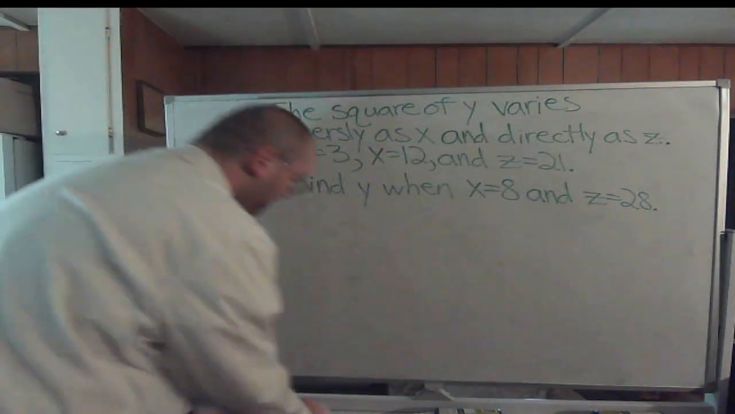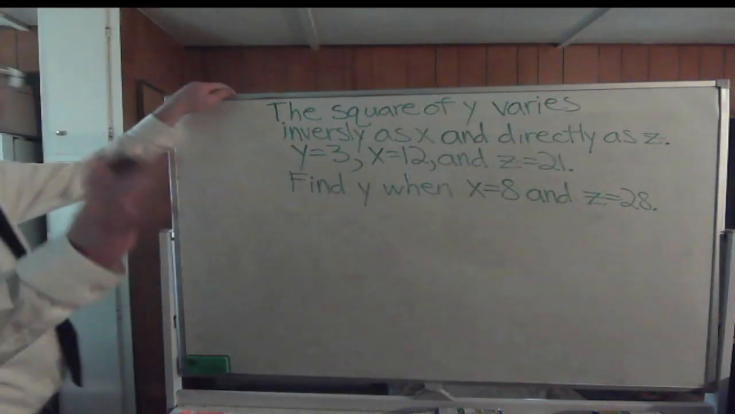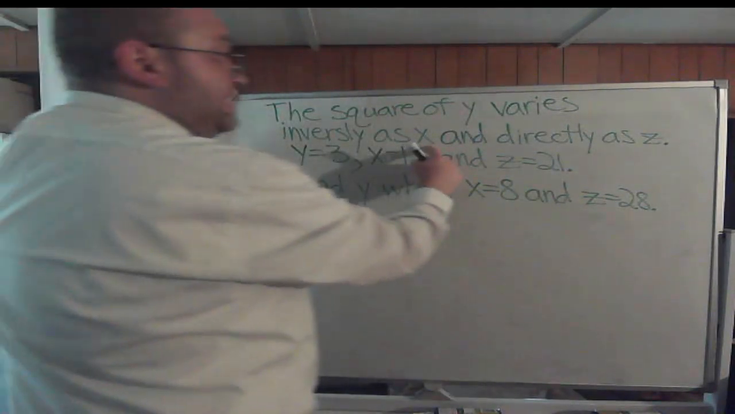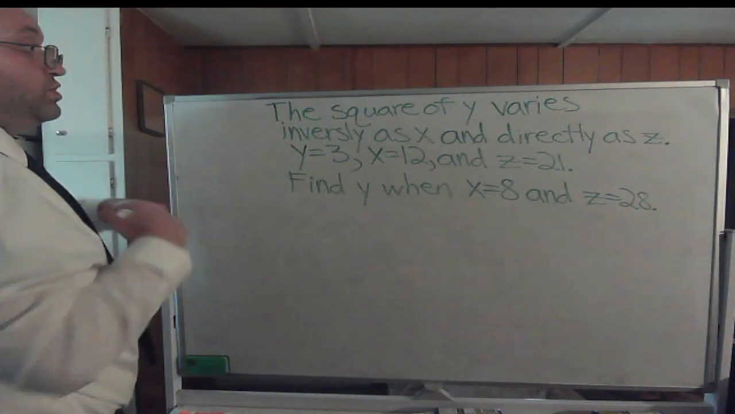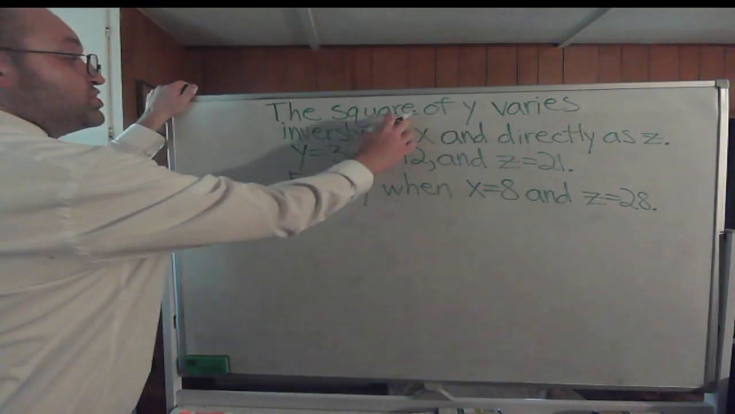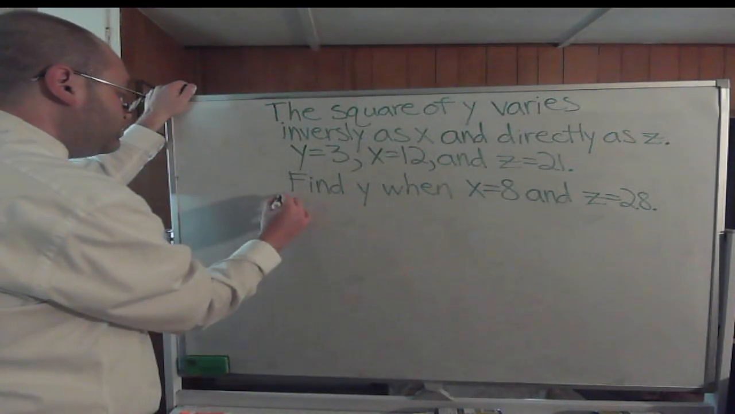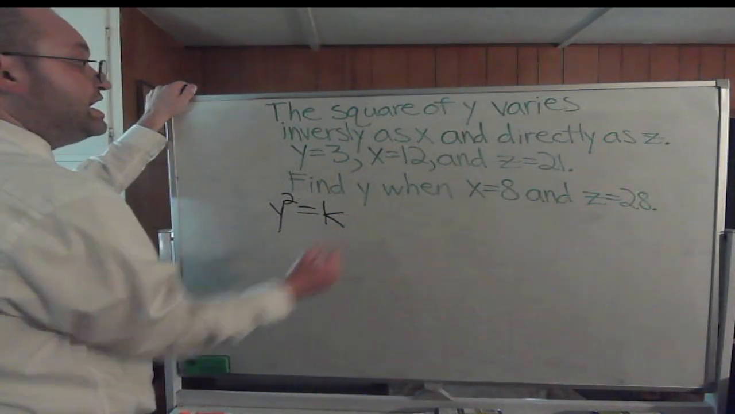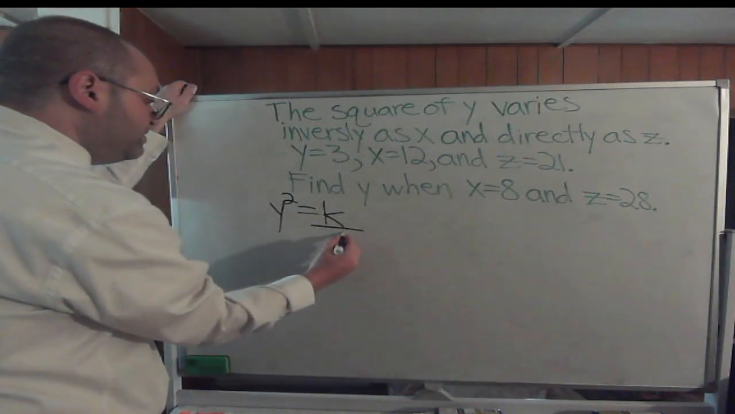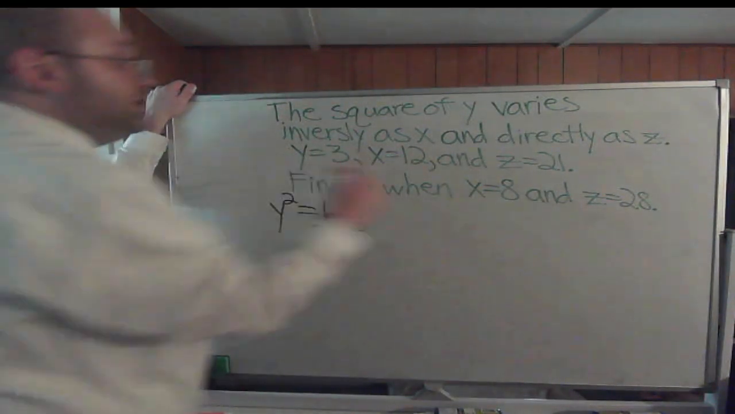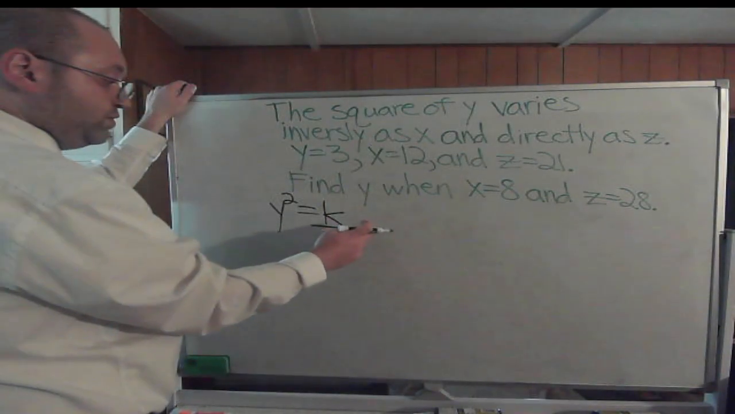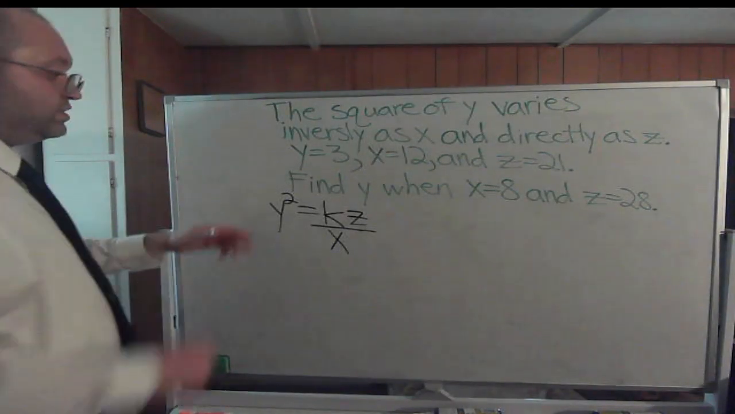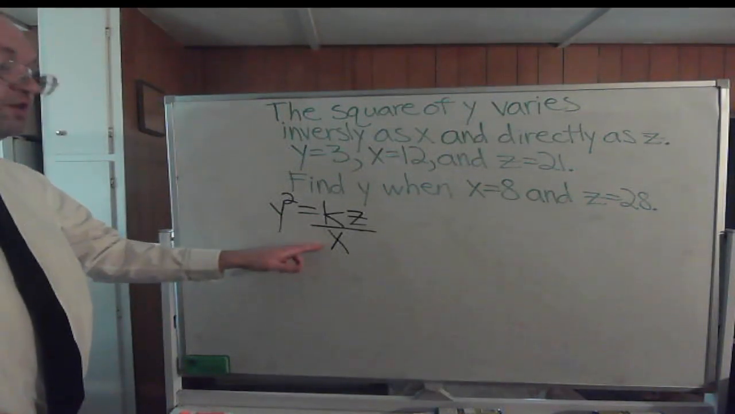Alright, so let's start with the problem here. This time it's a little different. The square of y varies inversely as x and directly as z. So y is the one that's being varied, but it's the square of y. So that means it's going to be y squared is equal to that constant of variation. And it varies inversely as x. So far you have k divided by x. And then it varies directly as z, so you'll take the whole right side times z, you'll end up getting kz over x. So you get the equation y squared equals kz over x.